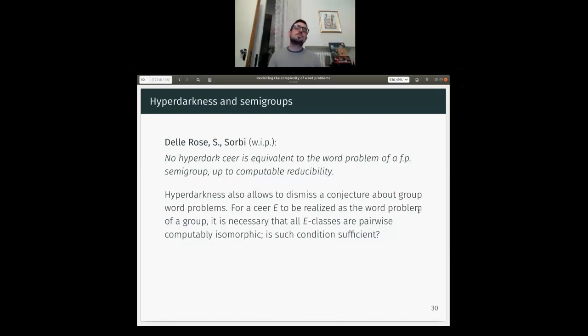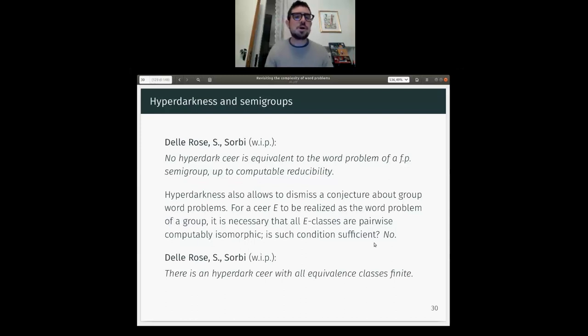Right. So the next question would be, is this a characterization? Is this condition sufficient? Is it maybe the case that whenever you have a sphere in which all the classes are computably isomorphic, then you can build in some clever way a group such that the word problem will be equivalent to this one? And the answer is no, predictably. It follows immediately from the fact that there is a hyperdark sphere with all equivalence classes finite. So there is a hyperdark sphere in which all the classes are pairwise computably isomorphic, and since it is hyperdark, it cannot be realized as the word problem of a group.